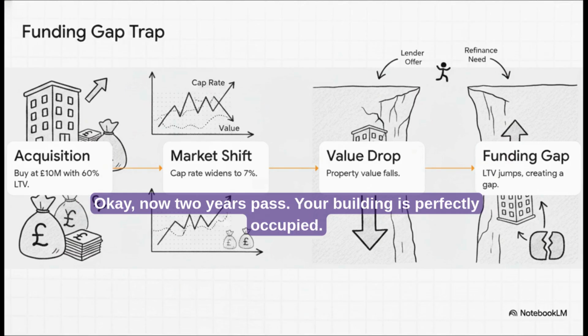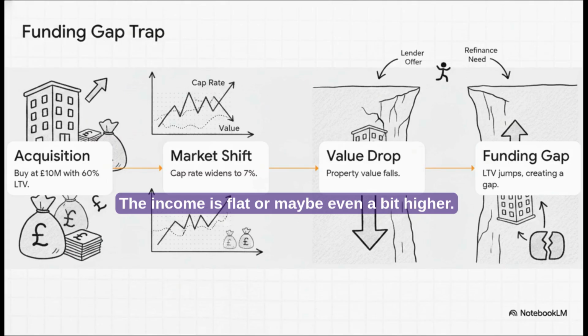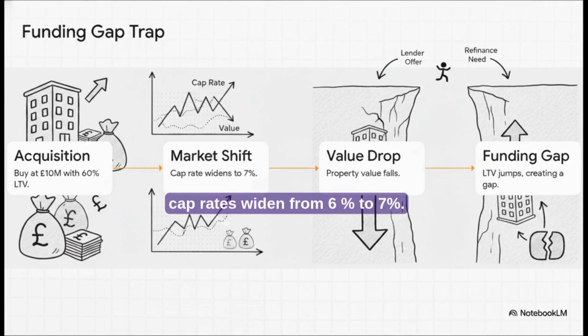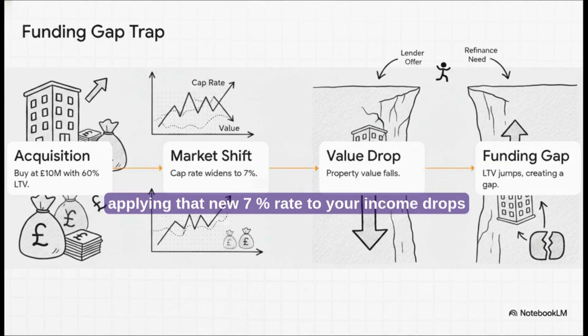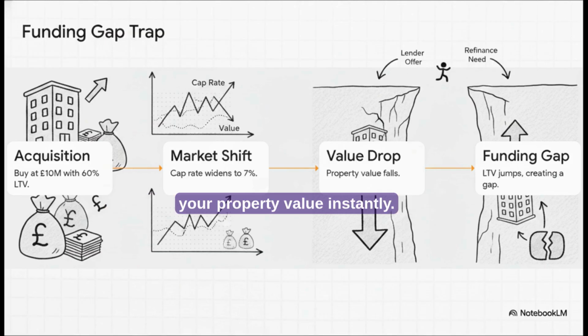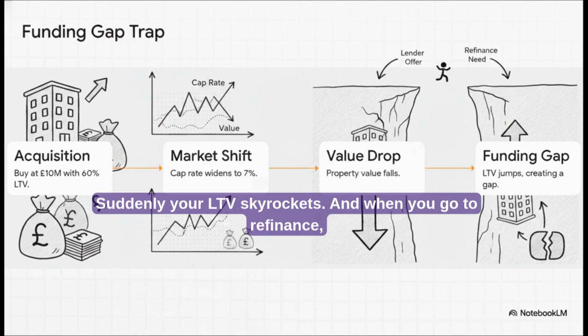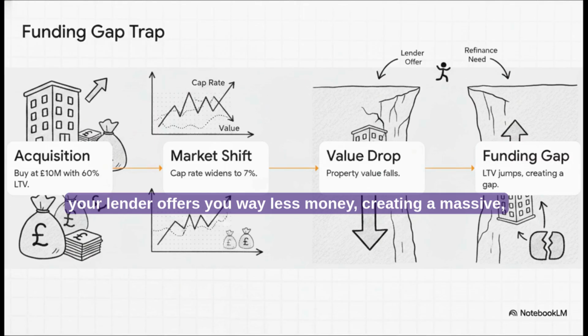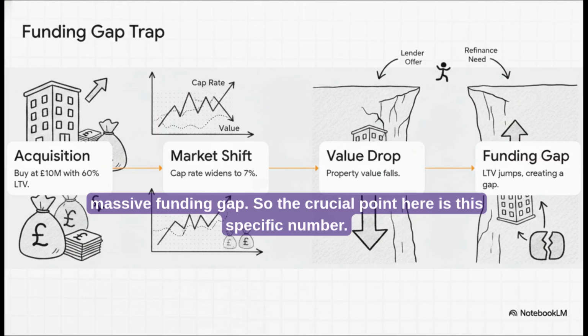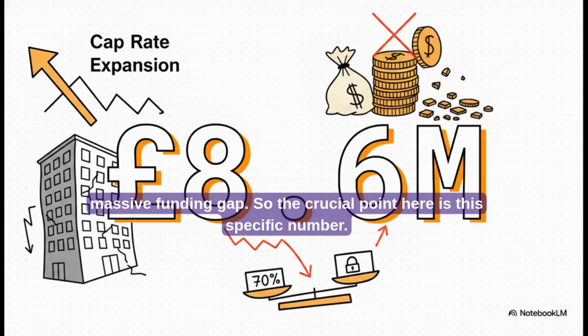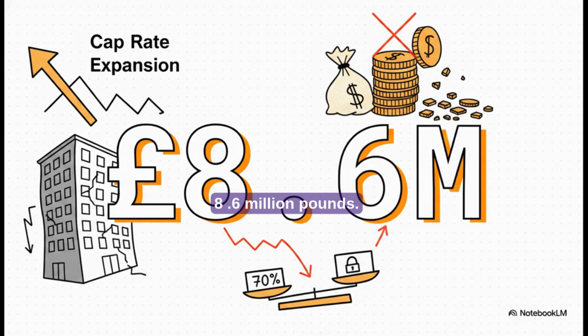Your building is perfectly occupied. The income is flat or maybe even a bit higher. You've done your job perfectly. But in the wider market, cap rates widen from 6% to 7%. Because cap rates and values move inversely, applying that new 7% rate to your income drops your property value instantly. Suddenly your LTV skyrockets, and when you go to refinance, your lender offers you way less money, creating a massive, massive funding gap.